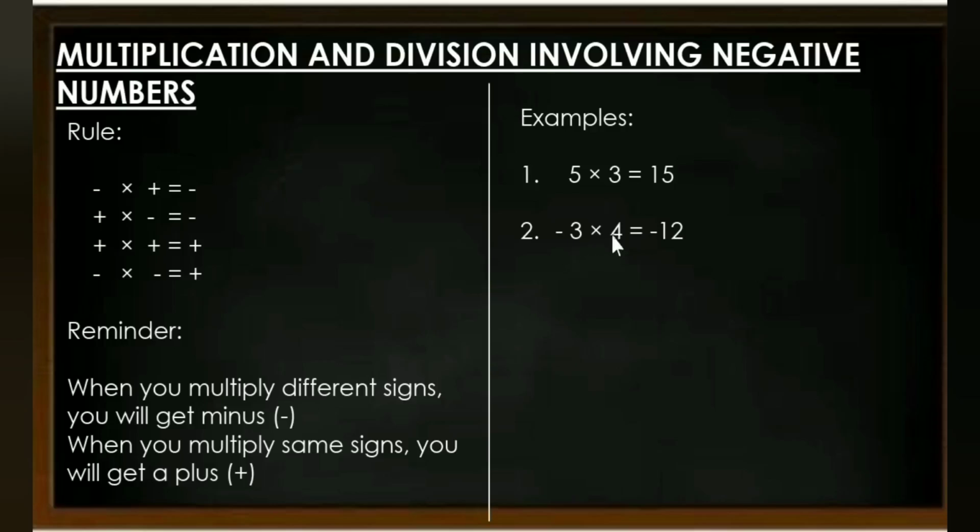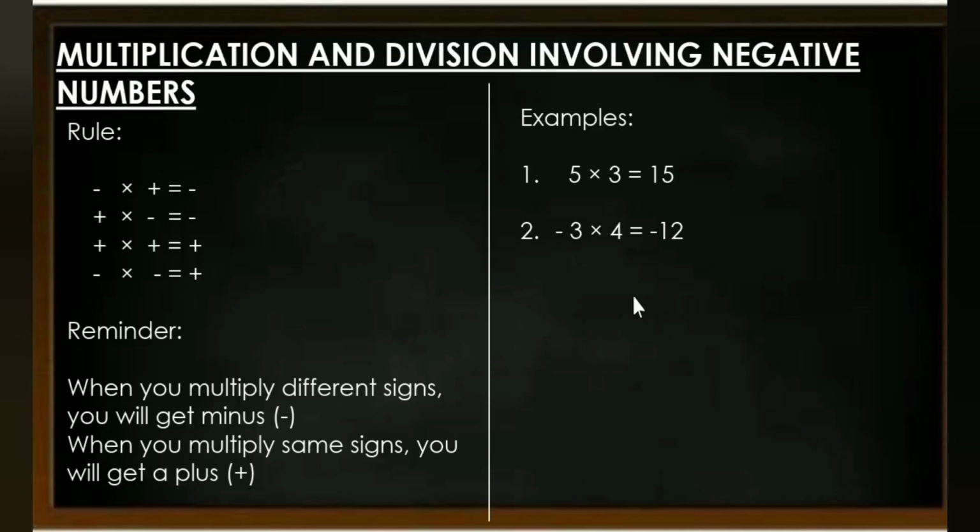Okay, how about this one? Minus 3 times 4. How do we know it's equal to minus 12? We've already said that the first thing you do is to multiply the signs. The sign in front of 3 is minus, obviously, right? How about the sign in front of 4? It is an invisible plus. So we are multiplying minus times plus. And we've already said when you are multiplying different signs, you will get a minus. That's the reason why we have minus in front of 12. And the 12 is gotten by multiplying 3 and 4. Easy peasy, right?